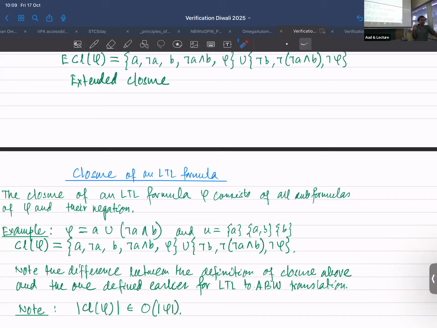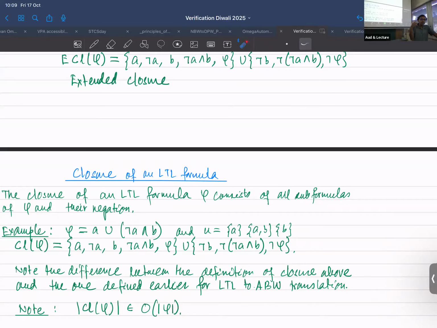We are not going to consider every possible subset. It has to be, in some sense, consistent. Like you cannot say that a word is going to satisfy both formula psi as well as the negation of psi. It cannot do that, right? It has to be consistent. So there are certain properties which these states should have.